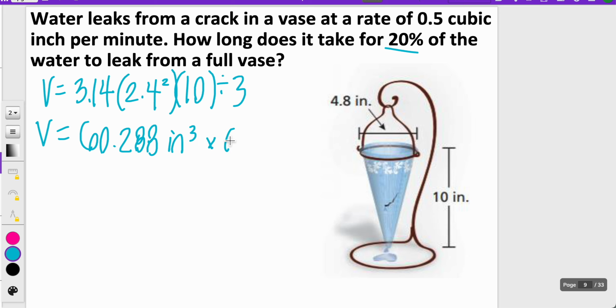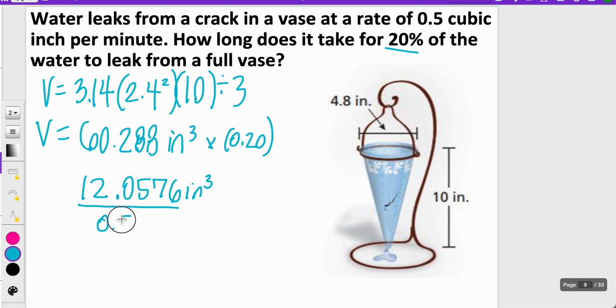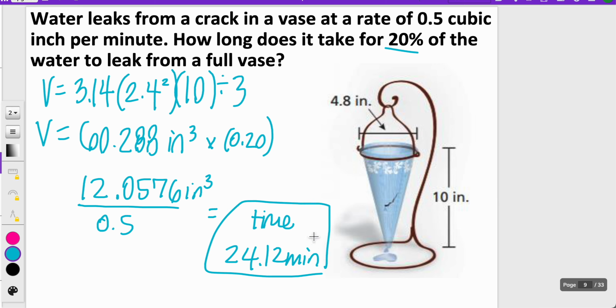But I want 20% of this because it says how long does it take for 20%? So I'm going to multiply this by 0.20, and that is roughly 12.0576. So now I can take this number and divide that cubic inches by 0.5 cubic inches per minute, and that'll give me about timing wise 24.12 minutes.